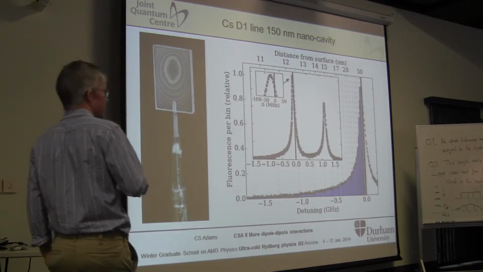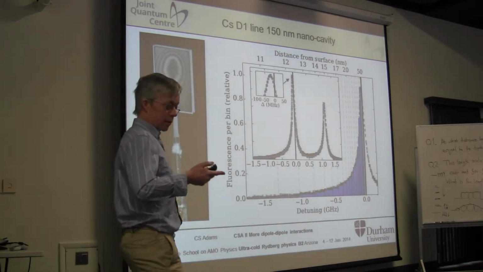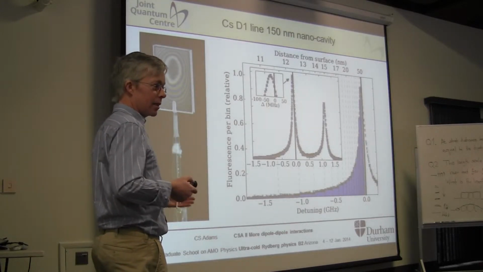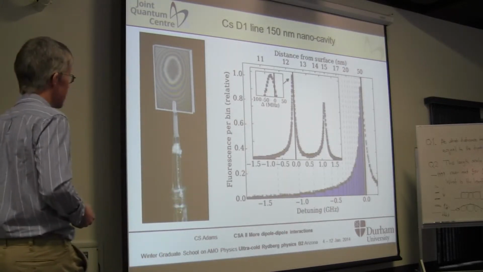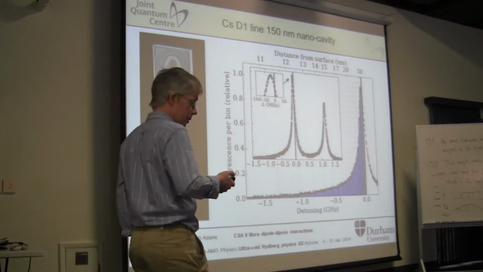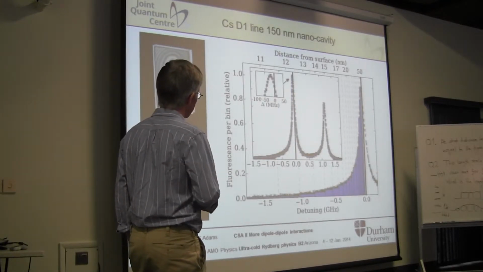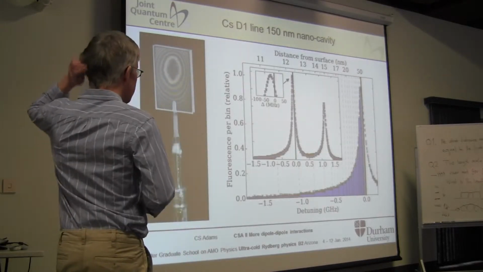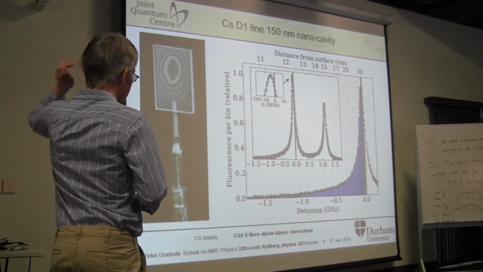And actually, when you're this close, you really have to worry about things like your surface roughness, because if your surface roughness is 5 nanometers, then what does it mean to say that an atom is 11 nanometers from the surface? So we're actually quite pleased with this. This is quite recent, just before Christmas data, and we quite like that.